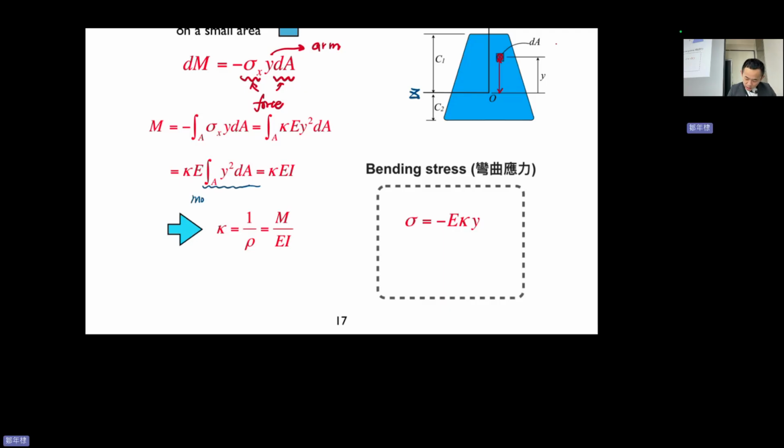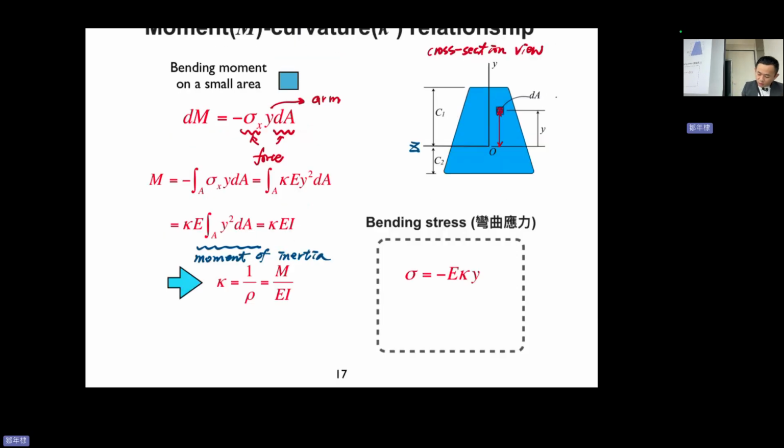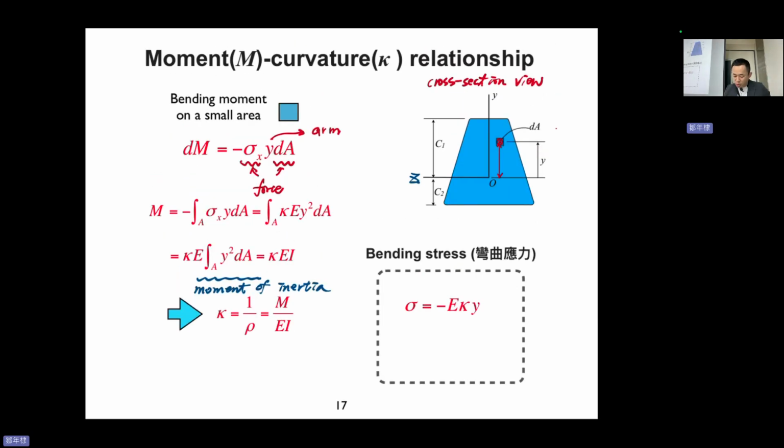Moment of inertia. Right? So your m equal to kappa EI. Okay? And your kappa equal to 1 over rho. So kappa equal to m over EI.